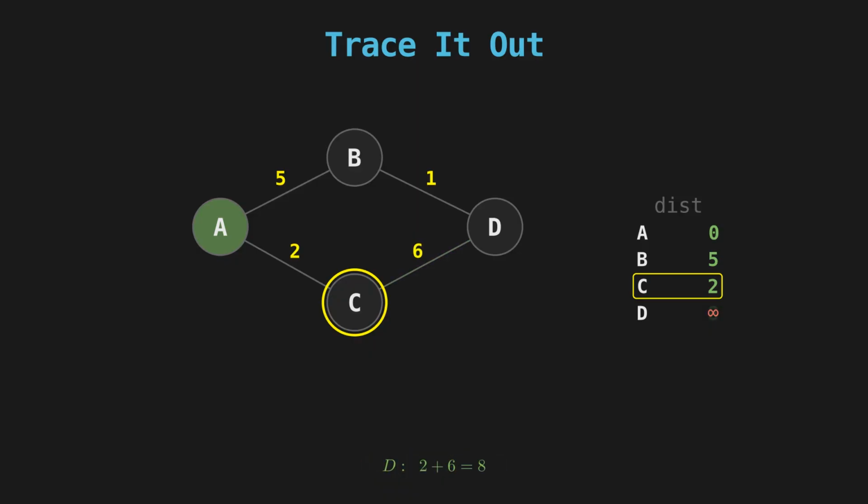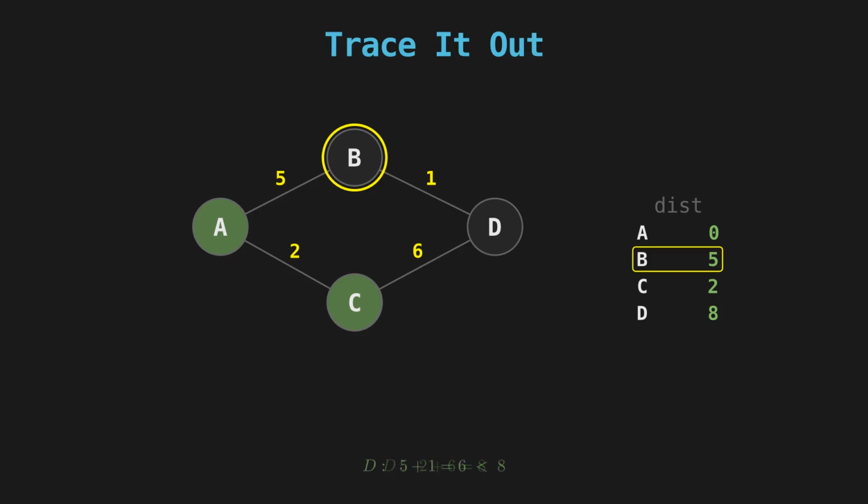Next smallest is B at 5. Relax B's neighbors. D via B is 5 plus 1, 6. That's better than 8, so update D to 6. Visit D, we're done. Shortest A to D is 6, going A, B, D.